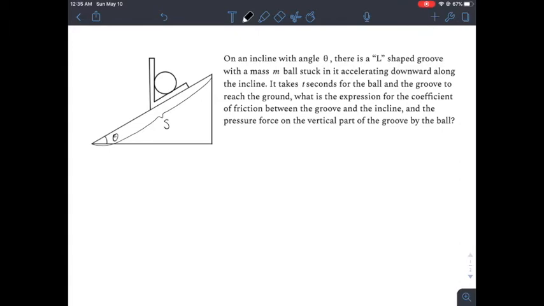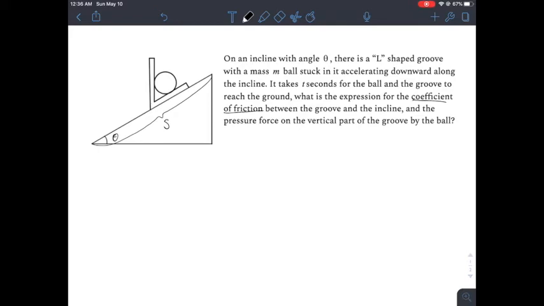Today we have an incline with an angle. There is an L-shaped groove with a mass m, and a ball stuck in it, accelerating downwards along the incline. It takes t seconds for the ball and the groove to reach the ground. What is the expression for the coefficient of friction between the groove and the incline, and the pressure force on the vertical parts of the groove of the ball? We know the length of the incline is s. And we need to solve two things, the coefficient of friction and the pressure force.